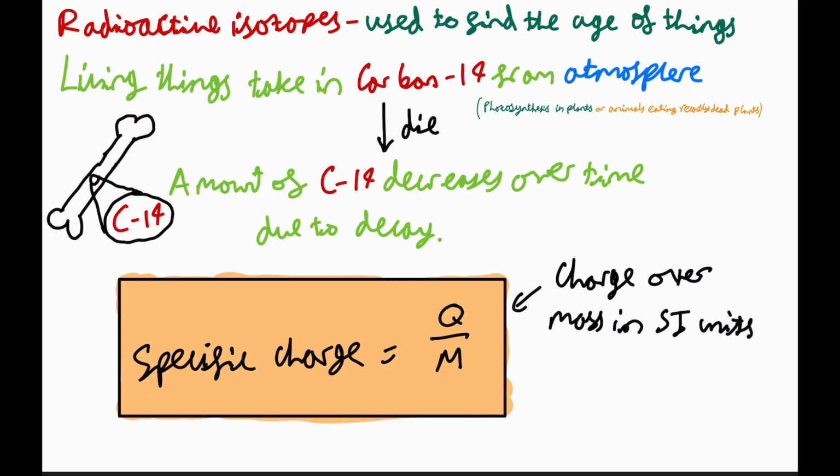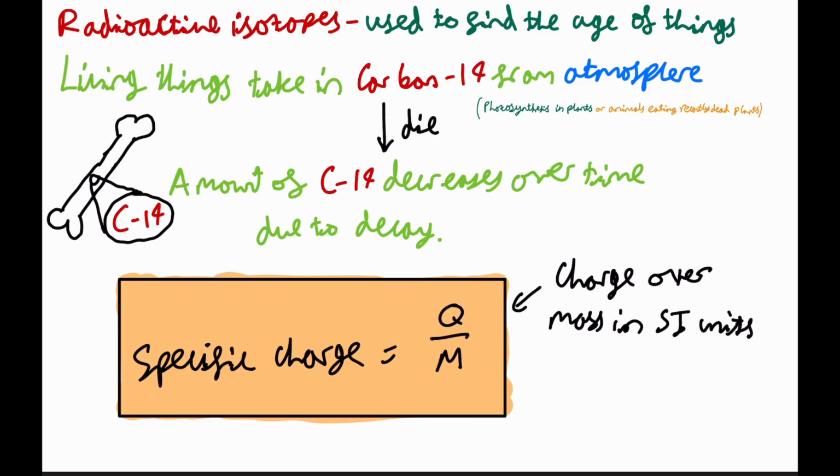For example, living things take in carbon-14 from the atmosphere, because of photosynthesis in plants or animals eating plants, they are constantly taking in this carbon-14 from the atmosphere. But when they die, they no longer take in this carbon-14 because the plants are not photosynthesizing or the animals are not eating plants. So the amount of carbon-14 would decrease over time because carbon-14 decays when you're not constantly taking in new carbon-14.